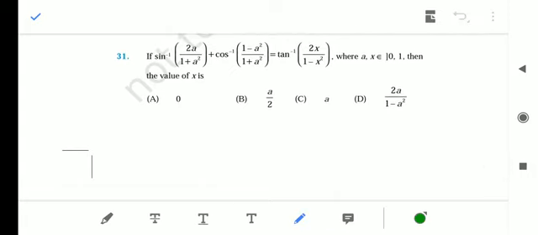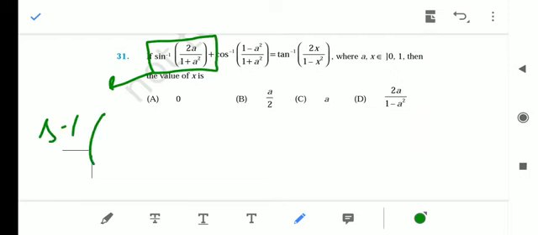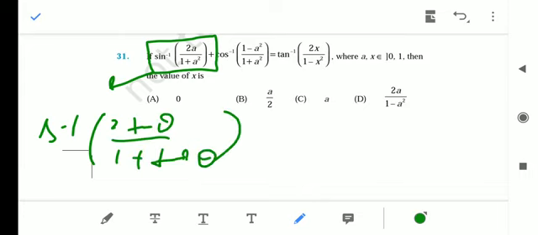We know that 2 tan theta upon 1 plus tan square theta is sin 2 theta, and 1 minus tan square theta upon 1 plus tan square theta is cos 2 theta. So now look at the first term. If we write a equal to tan theta in the first expression, here we have sin inverse of 2 tan theta upon 1 plus tan square theta, and 2 tan theta upon 1 plus tan square theta is sin 2 theta.